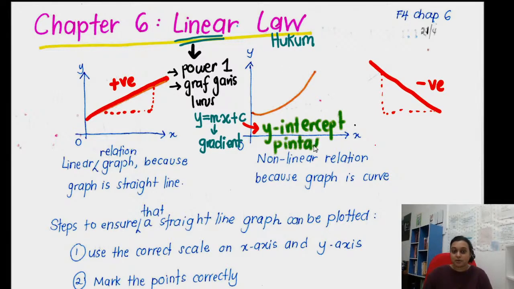So meaning that when you draw a straight line, your graph will cut the y-axis, isn't it? So at which value of y is it? That part here is known as the C. This one, that is the C. Pintasan y.